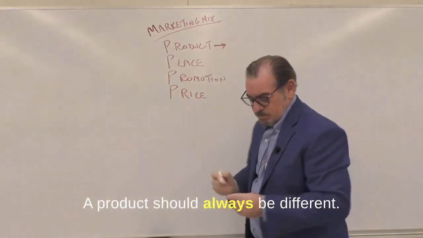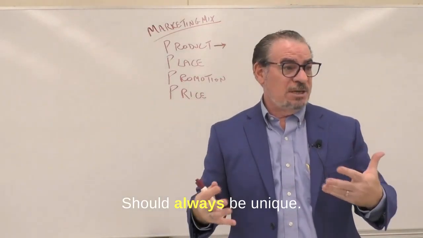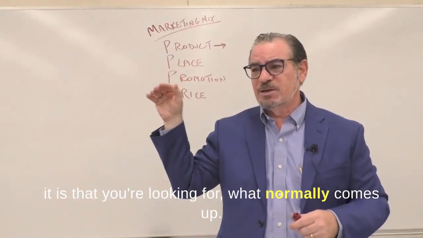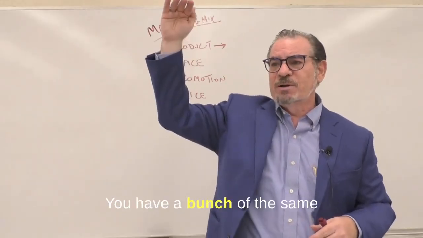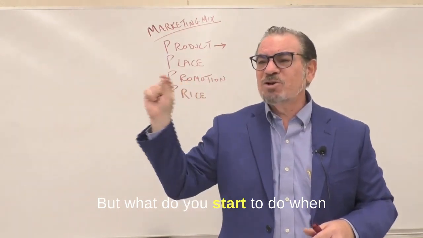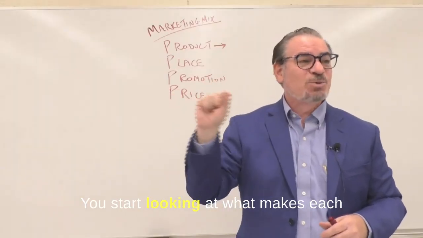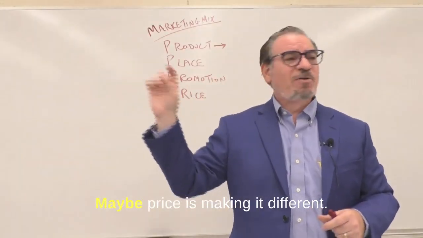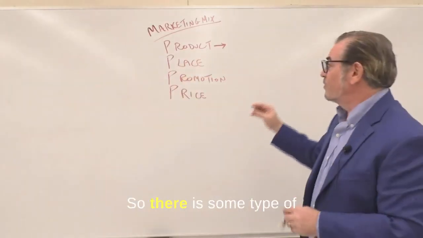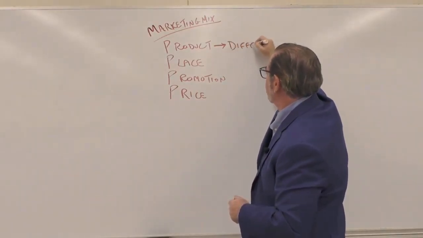A product should always be different, should always be unique. If you shop on Amazon, you punch in whatever product it is that you're looking for, what normally comes up? You have a bunch of the same type of products that come up, right? But what do you start to do when you see all those products? You start looking at what makes each one of them different, don't you? Maybe price is making it different, maybe shipping is making it different, maybe color is making it different. So there is some type of differentiation here in the product.